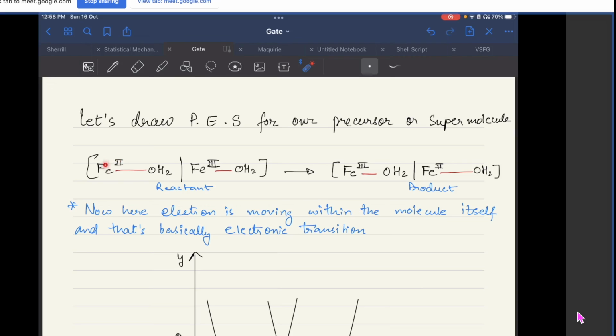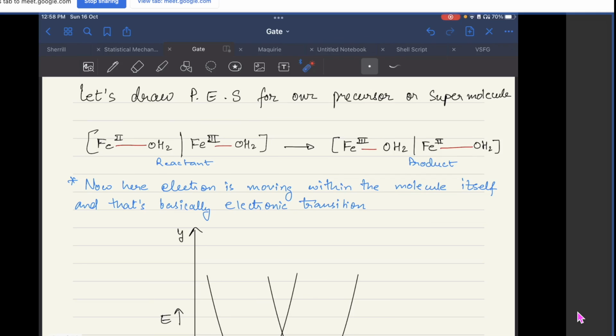Then what is happening here is that the reactant, in this precursor complex, will be converted into something like this. So I am taking this as a reactant and this as a product. Now I have to draw the potential energy surface for these, my reactant and my product. Here the electron is moving within the molecule itself, and that is basically some electronic transition. Consider that these two complexes, the ferrous and the ferric complex, are very close to each other, and now the electron transfer will take place between them.